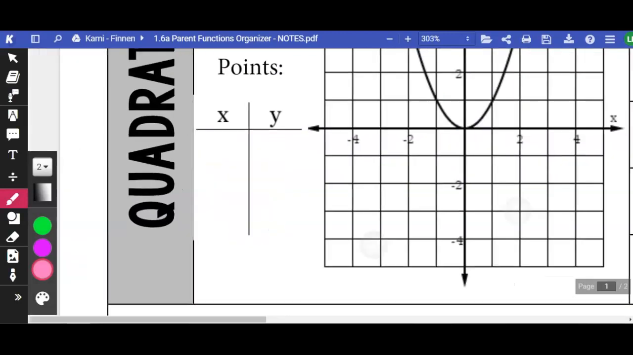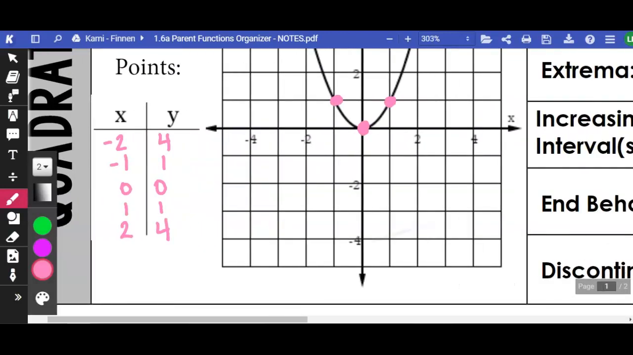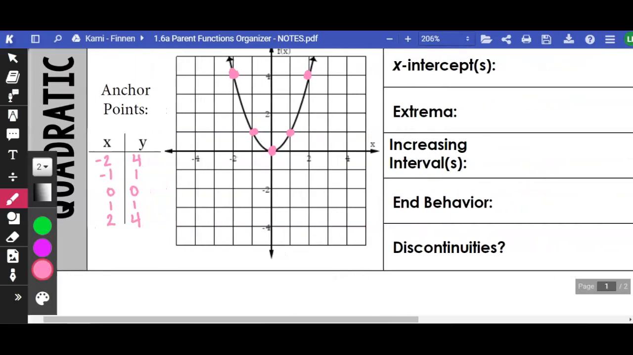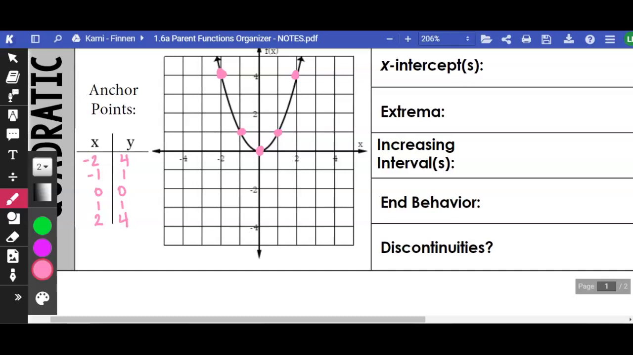And I know somebody's going to ask, do I have to memorize them? It's not a matter of memorizing them. It's a matter of understanding how a quadratic works and being able to come up with those 5 points. All right, so then you can do the domain, the range, and everything else on that.